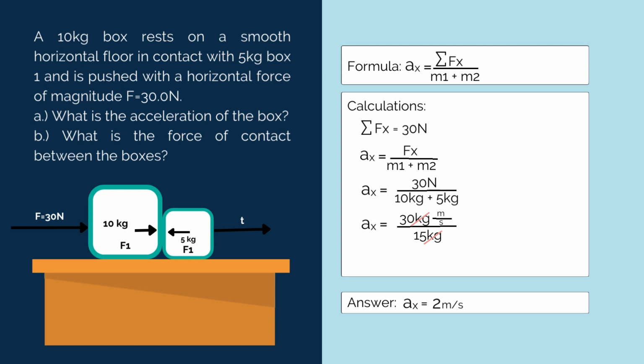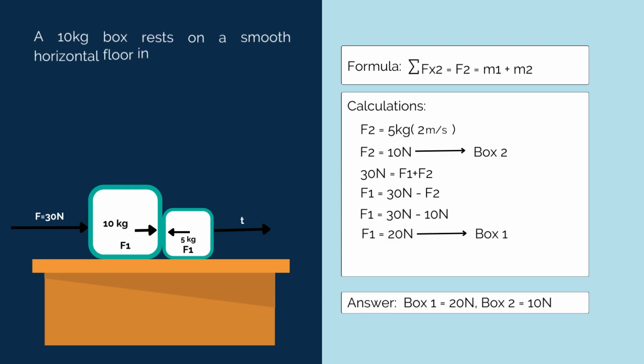So acceleration is equal to 30 Newton over 15 kilograms. Newton is also considered as kilogram times meter per second squared. So the kilogram will be cancelled. So 30 divided by 15 is equal to 2, then copy the unit, meter per second squared. So the acceleration is 2 meter per second squared.